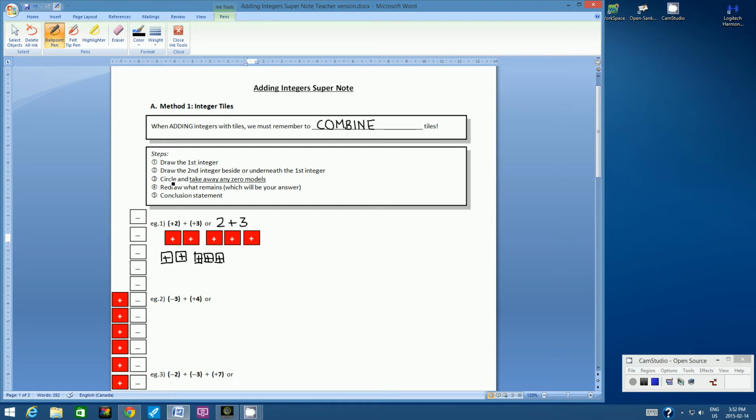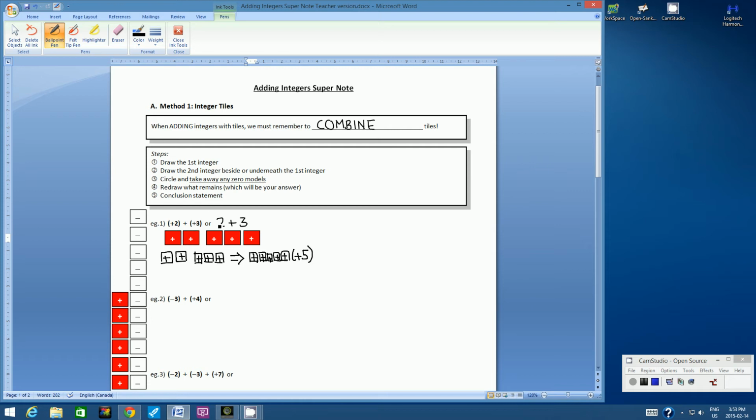Okay, so there's step 1, there's step 2. Step 3, circle and take away any zero models. Well, are there any zero models here? No, there are not, so we don't need to take anything away. Redraw what remains. When we redraw what remains to show the solution, we use this kind of arrow here. And what remains is 5 positive tiles. Then because it's the solution, I also want you to put the integer answer here, positive 5. 5 positive tiles in our diagram, positive 5 in our solution.